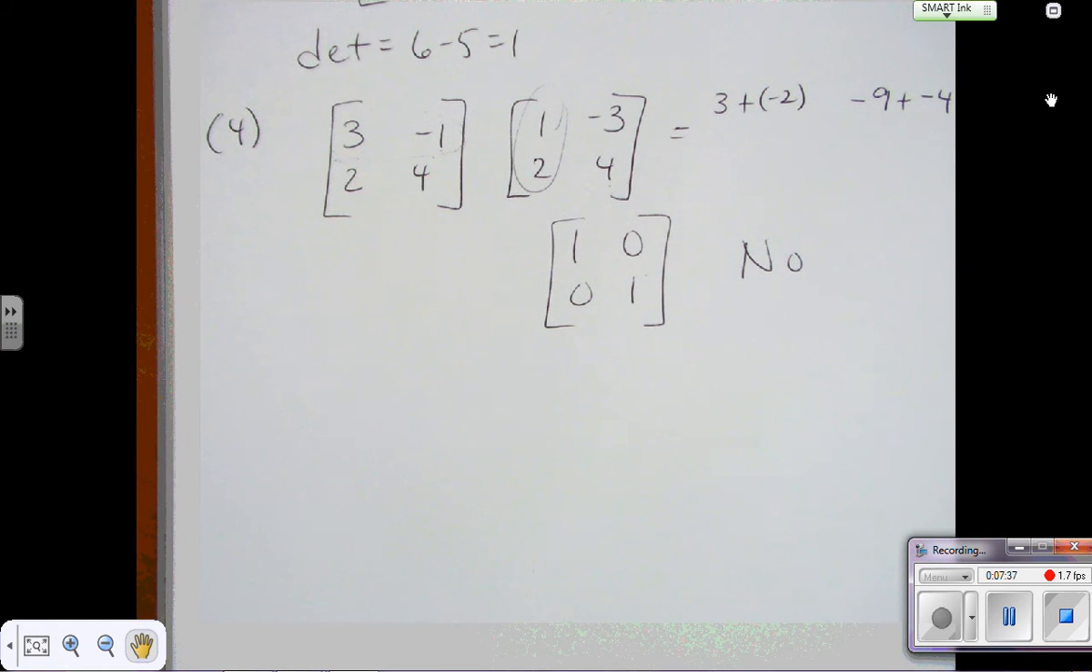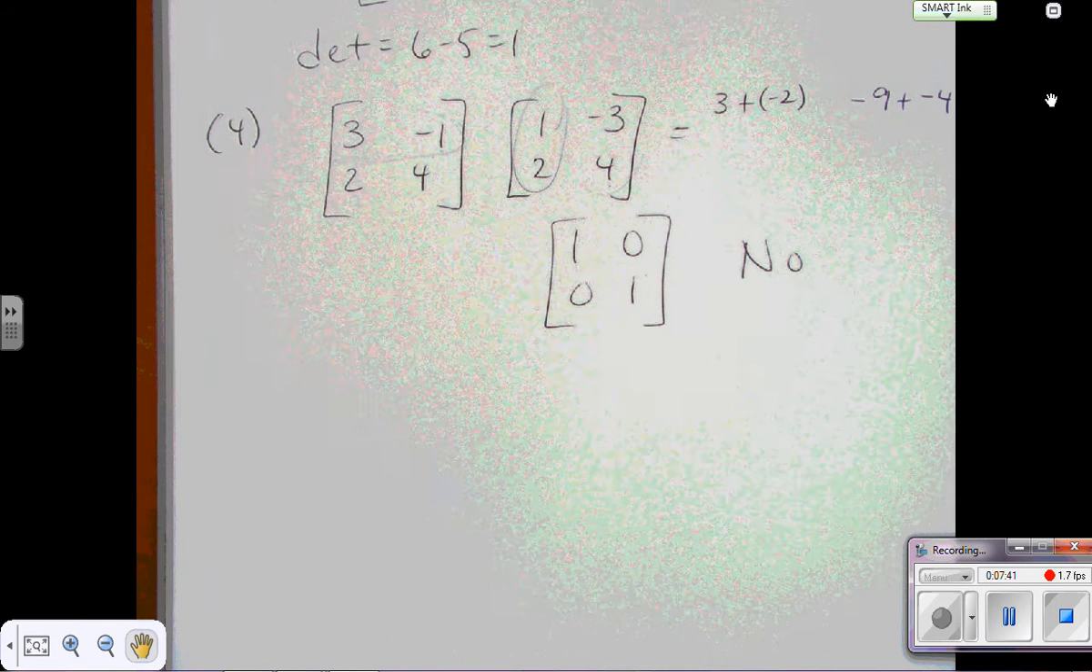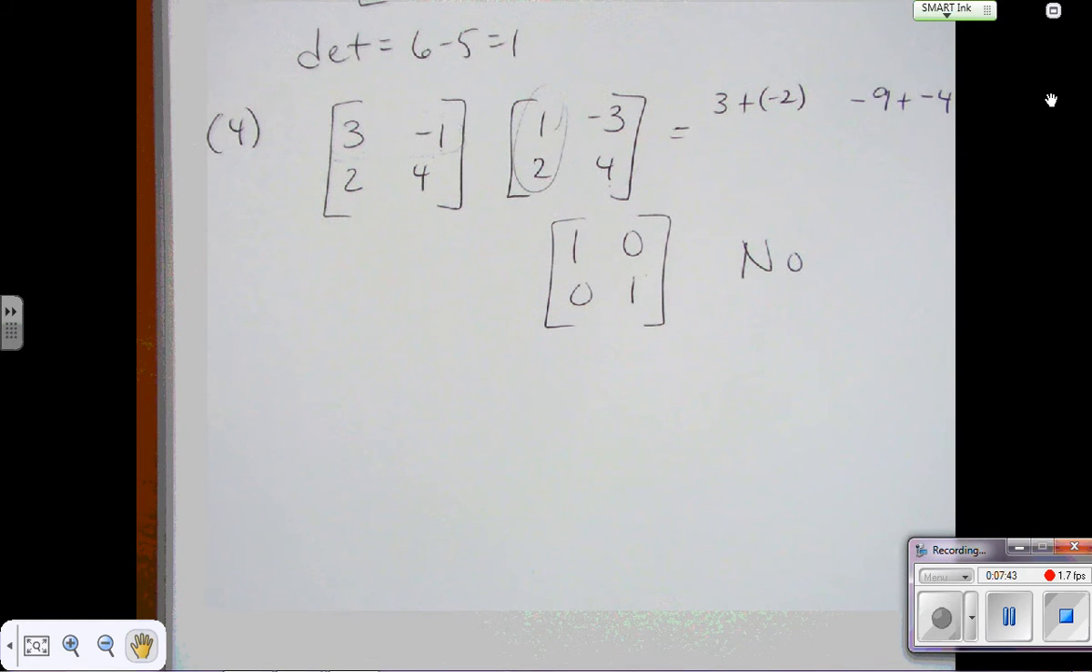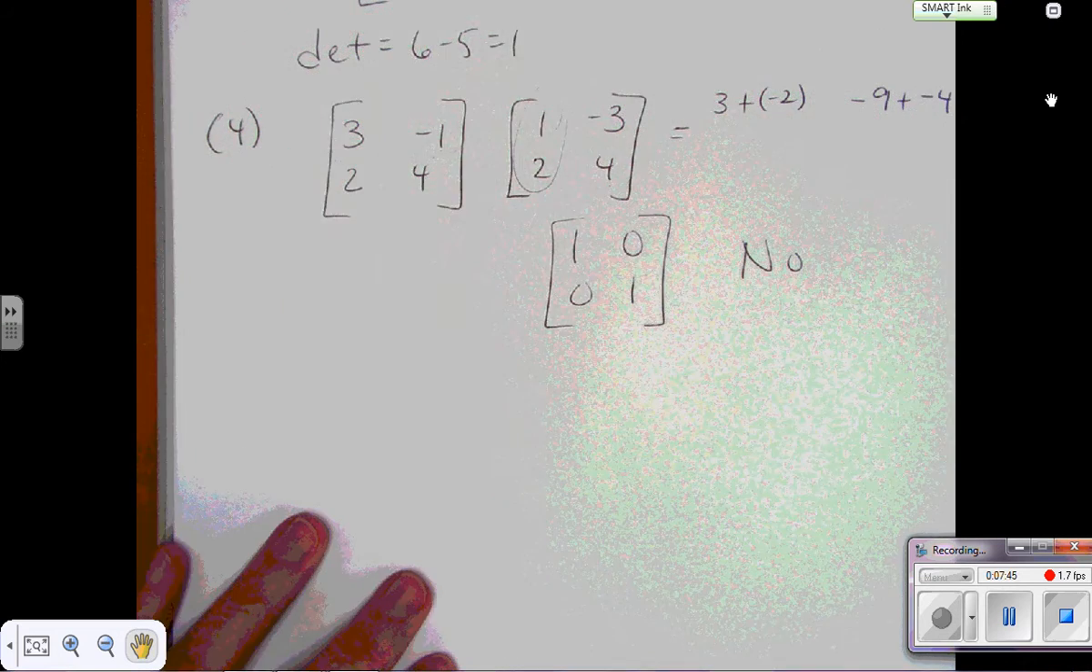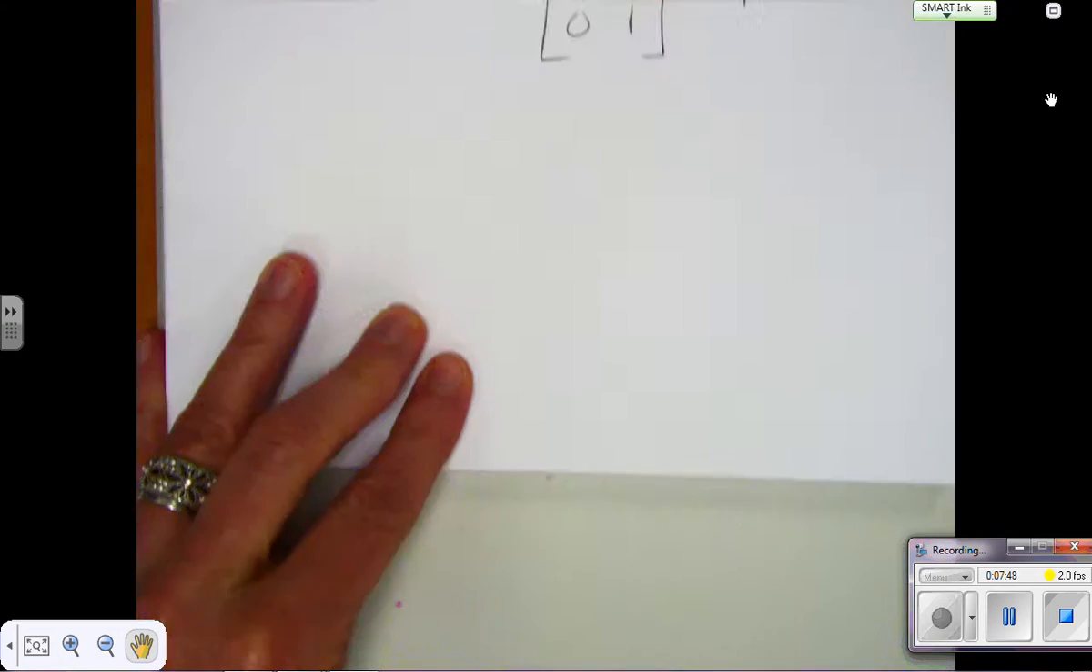4-8, using matrices to solve systems of equations. So yesterday we solved systems using Cramer's rule. Today we're going to solve systems using inverses. Okay, so the first step to solving a system using matrices is to write a matrix equation for the system. So you're going to have the coefficient matrix, the variable matrix, and the constant matrix.